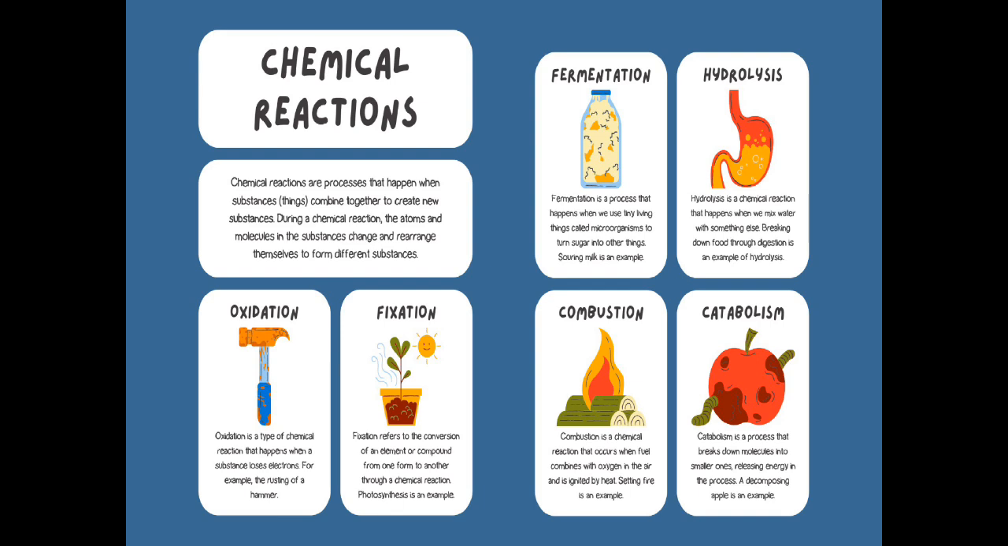Combustion is a chemical reaction that occurs when fuel combines with oxygen in the air and is ignited by heat. Setting fire is an example. Catabolism is a process that breaks down molecules into smaller ones, releasing energy in the process. The decomposition of an apple is an example.